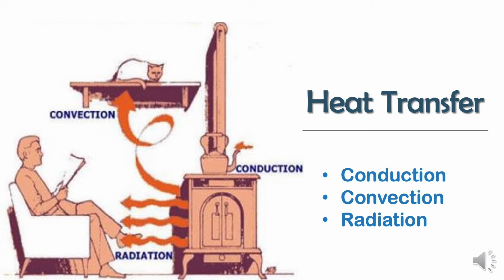The cat's tail should be the warmest thing because it is getting some direct radiant heat. It's not shielded by the shelf, as well as, as I've mentioned, that convective heat. As air is heated, it rises. We'll talk more about that on another slide.